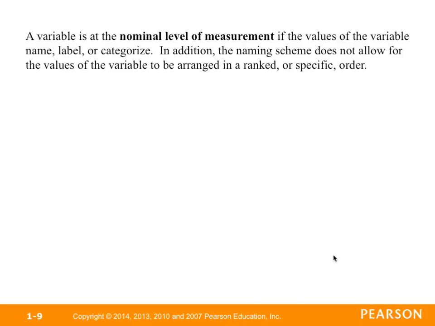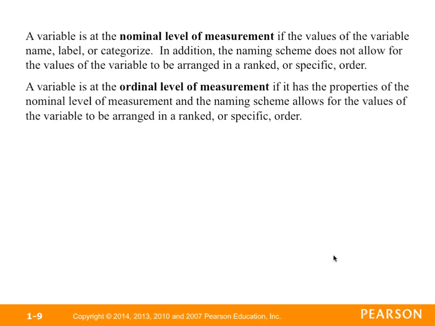We also have different levels of measurement. The first level of measurement is nominal. We say that a variable is at the nominal level if the values of the variable name, label, or categorize. And in addition to that, the naming scheme doesn't allow for any actual rank or order to be associated with them. Ordinal level of measurement has all of the same properties as nominal, except that the naming scheme allows for values to be arranged or ranked. So we have something maybe that's considered best and something that's considered the worst. That would be something that would be ordinal.